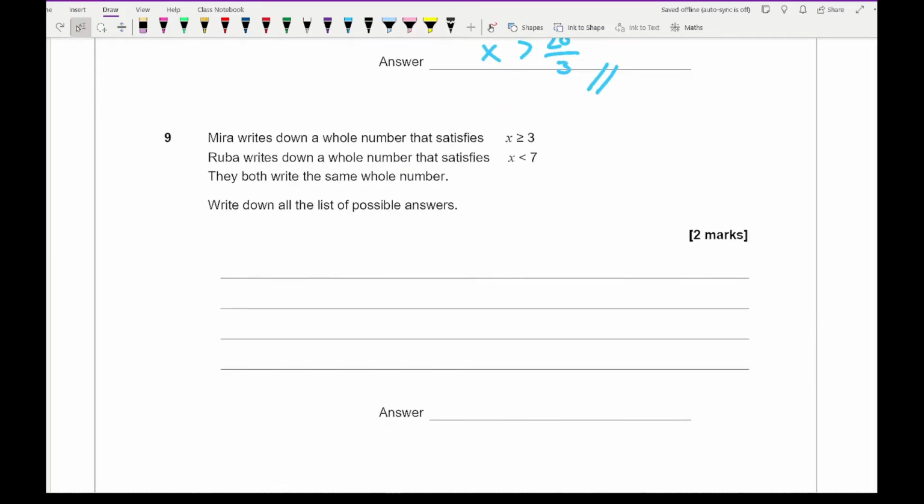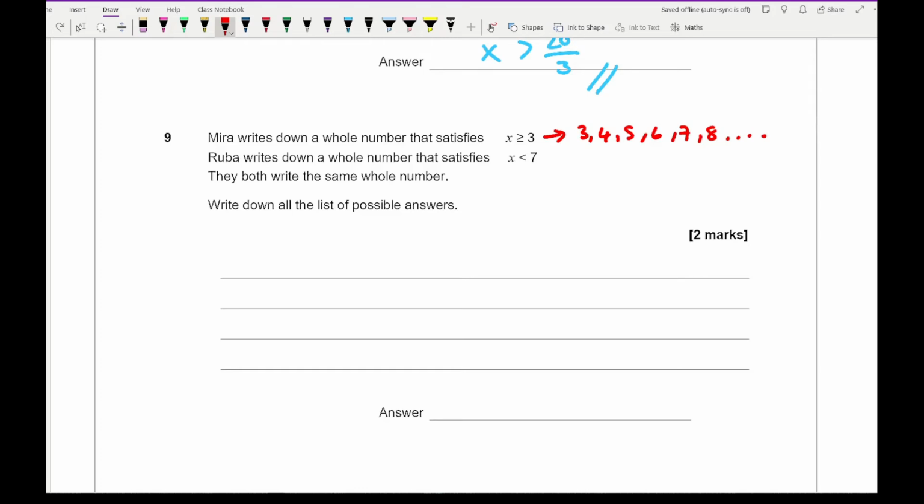So looking at question 9, it says that Mira writes down a whole number that satisfies x is greater or equal to 3. Ruba writes down a whole number that satisfies x is less than 7. And they both write the same whole number, write down all the list of possible answers. So looking at Mira's, her possible numbers she can write is going to be 3, 4, 5, 6, 7, 8, and that goes on forever.